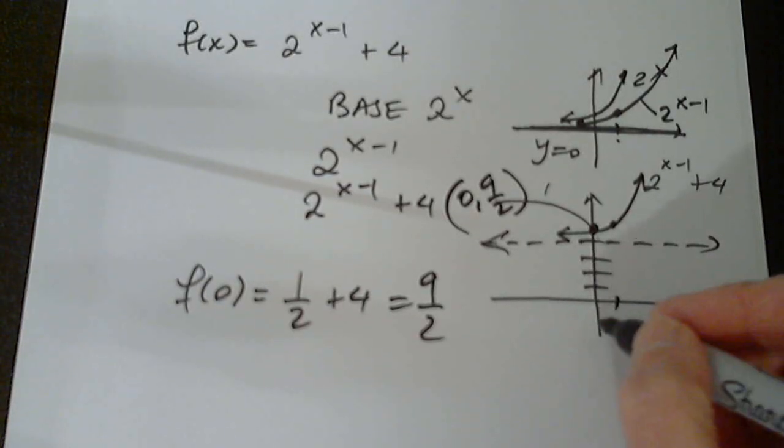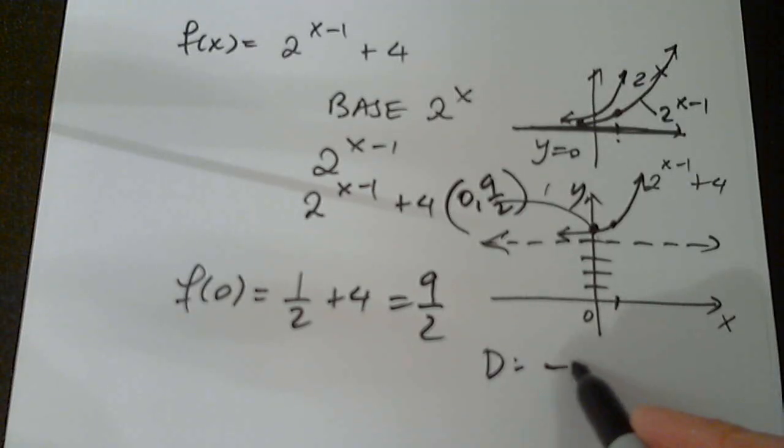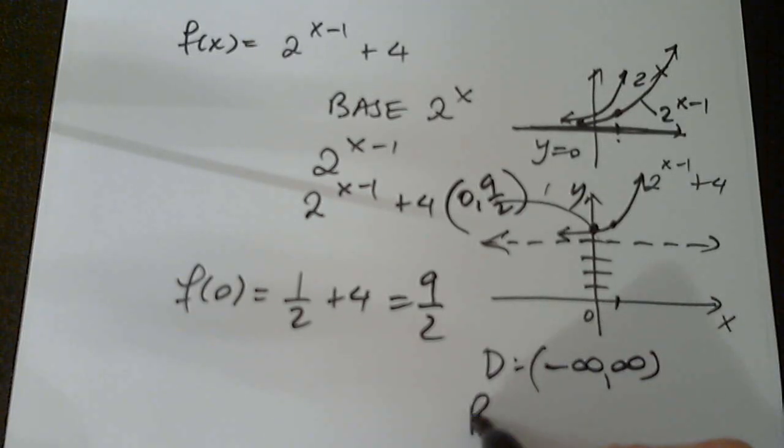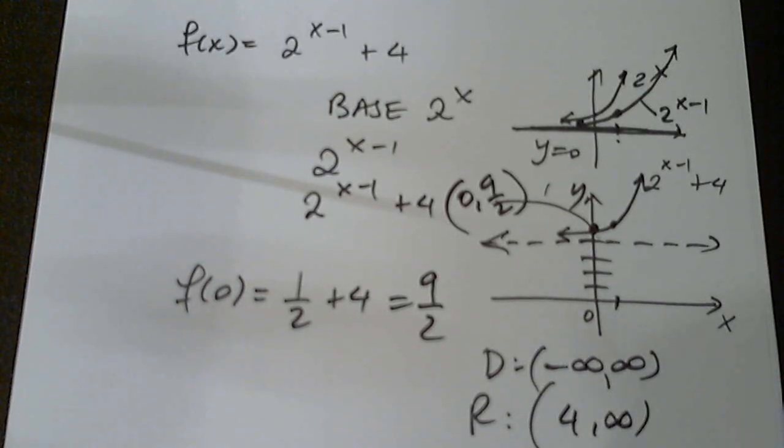And there is nothing else that anyone can ask other than we know the domain is everything. Can anyone identify the range for us? Would it be 4 to infinity? Indeed, 4 to infinity. It cannot touch it because it's the horizontal asymptote. So it will be open parenthesis, in other words, 4 to infinity. Very good.